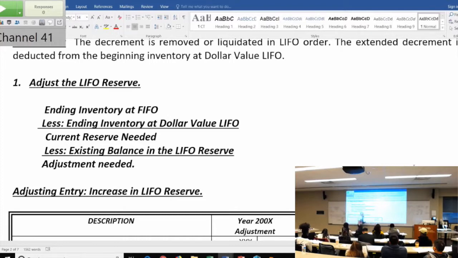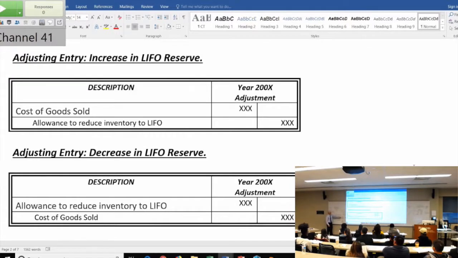If the reserve goes up, then you're getting what you want, right? So if the reserve goes up, that's why I left this here, if the reserve goes up, you're getting the case where the cost of goods sold has to be higher under LIFO. Reserve goes up, higher cost of goods sold under LIFO. You debit cost of goods sold, and you credit the inventory. That is used to reduce the FIFO inventory to LIFO.